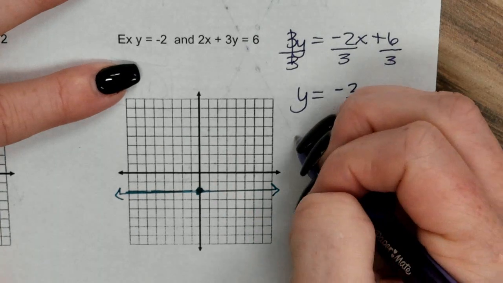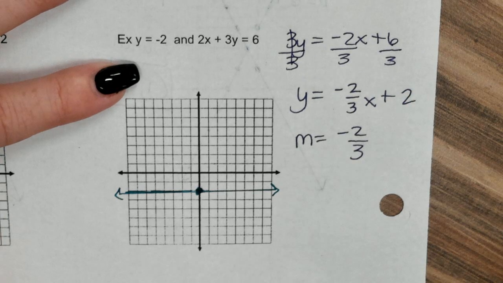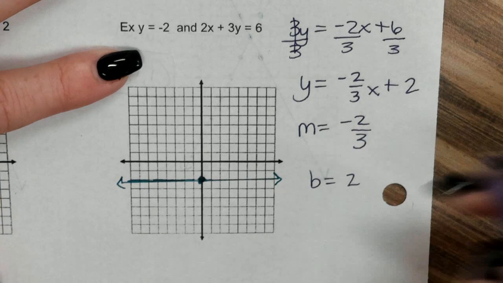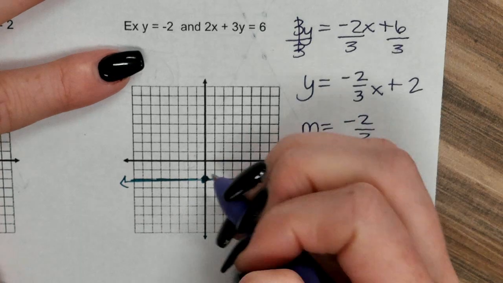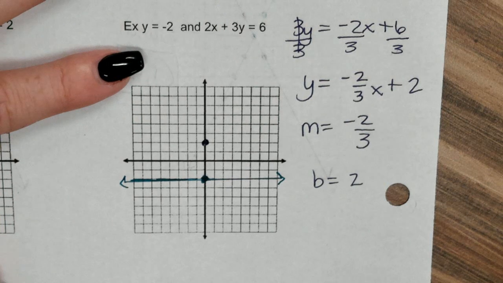So I have a slope of negative 2/3, and slopes being a decimal or fraction are perfect. Y-intercepts being that can be tricky. Okay, but we're good because our y-intercept is an integer. So I'm going to go to the y-axis to 2 and put a dot. I'm going to go down 2, right 3.